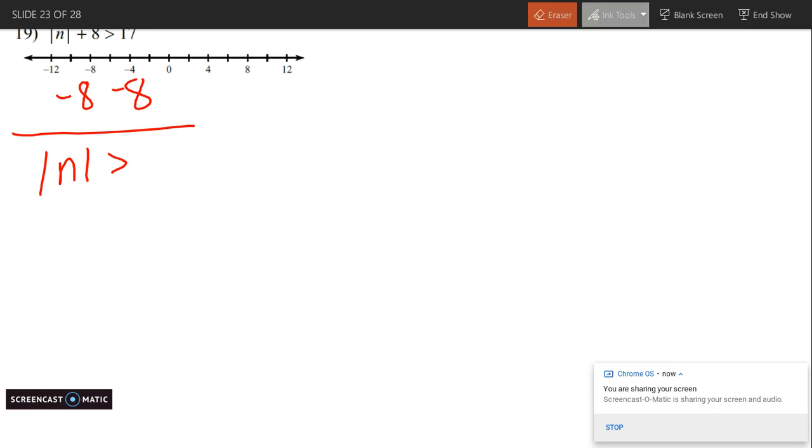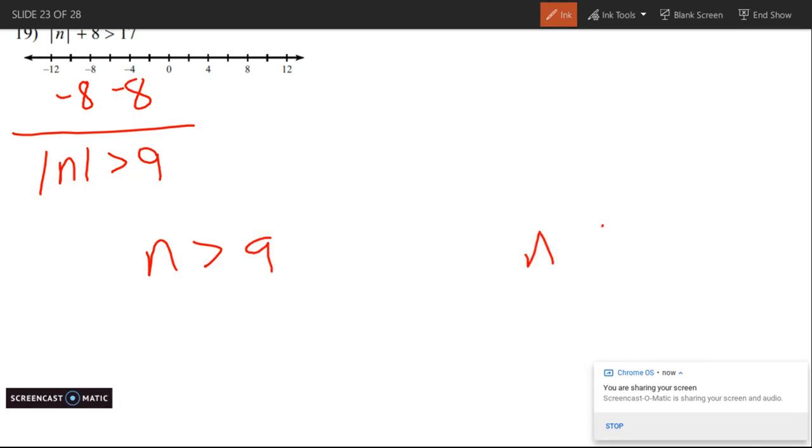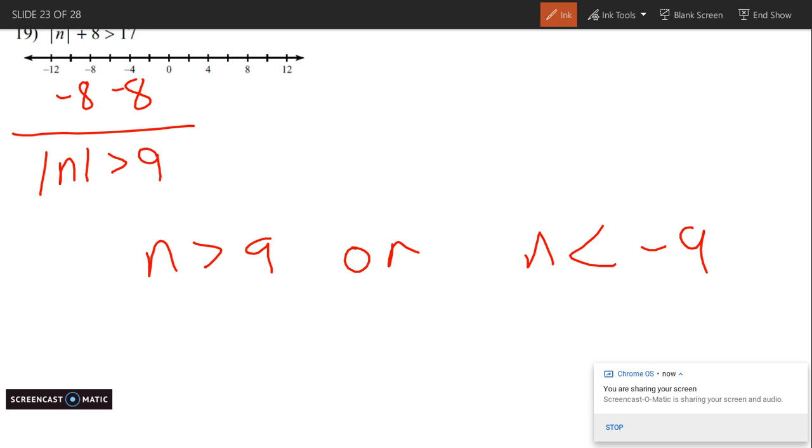That gives us 9. And so now we can go n is greater than 9. N is now less than negative 9. Flip and negate. Flip and make it negative. Greater. So we're going to be less than negative 9 and bigger than 9. Again, these are all the numbers that'll make it true. So if we chose, say, negative 10, the absolute value of negative 10 is 10. 10 plus 8 is going to be bigger than 17. It's going to make that inequality true.